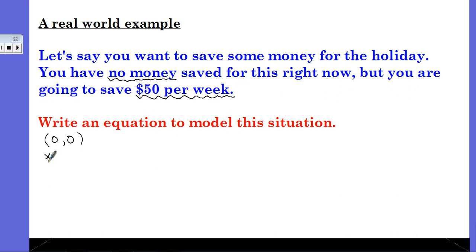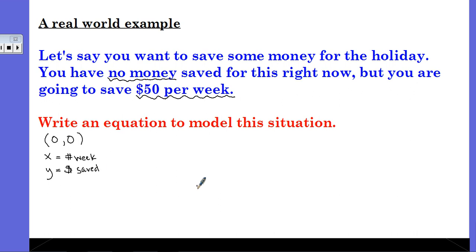We have to figure out what represents our x and what represents our y here. So our x variable would be the number of weeks, since we're saving per week, and that's independent. And then our y would be our money saved.